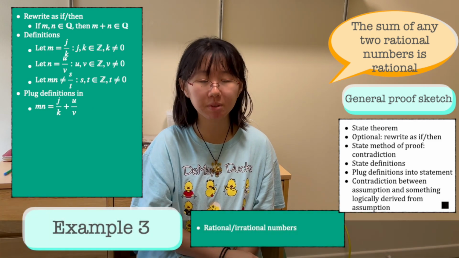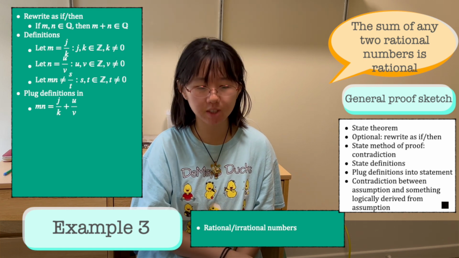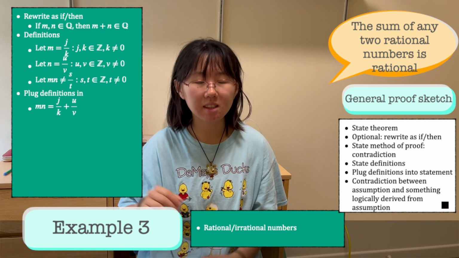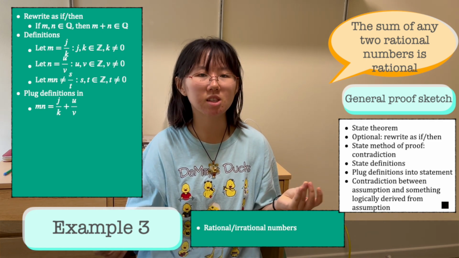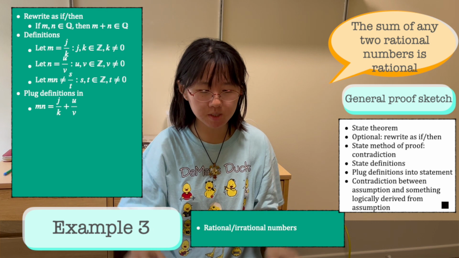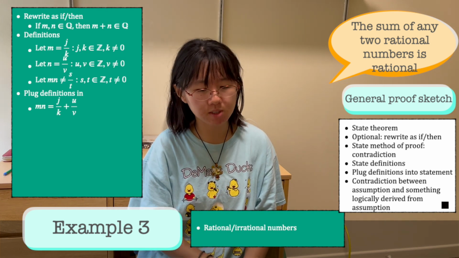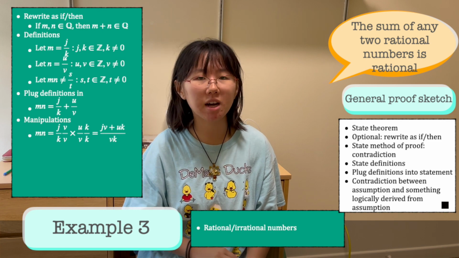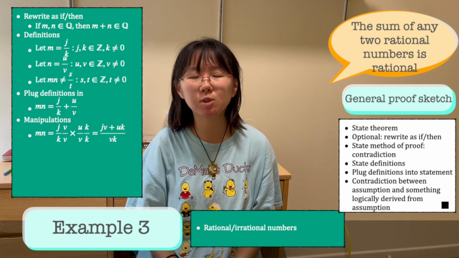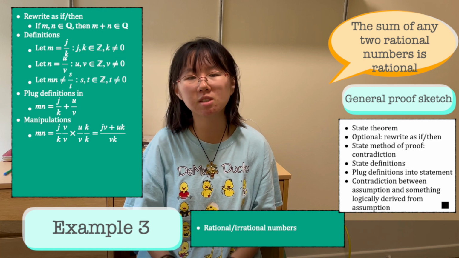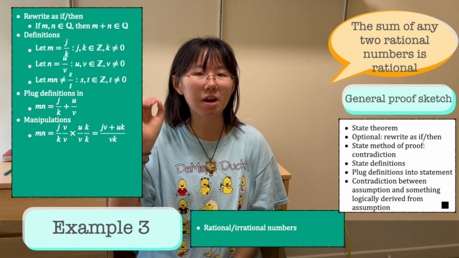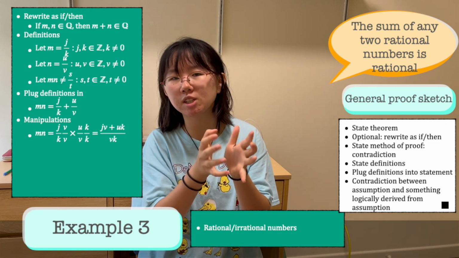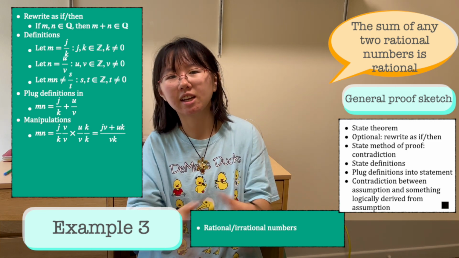So we say that m plus n is equal to j over k plus u over v. And now you can kind of see that this doesn't look like one number by itself, right? It definitely looks like two terms. So we do some manipulations on it. In particular, we multiply j over k by v over v. That's the same as multiplying it by 1, right? So we don't need to multiply both sides of the equation by v over v, because multiplying a single term in an equation by 1 doesn't change anything.